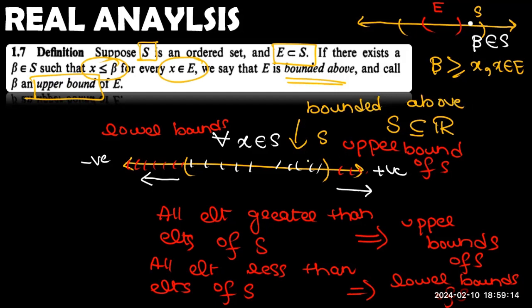Similarly, I will discuss that in the next video, but I should explain it here. If the set has a lower bound, then the set is called bounded below. If a lower bound exists, then it is bounded below. If an upper bound exists, then it is bounded above.